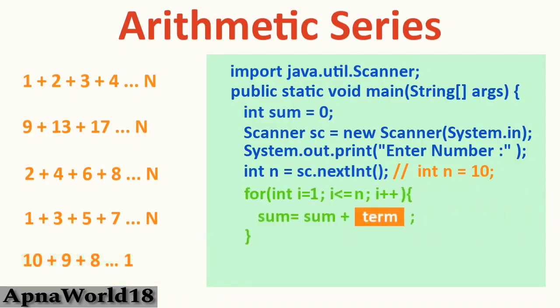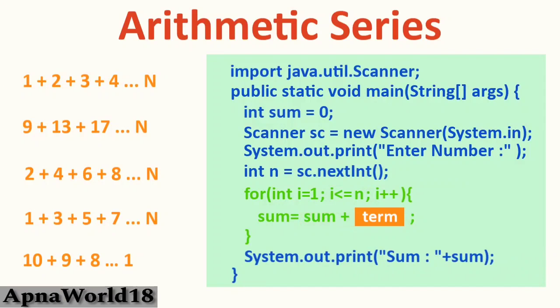Next we will set up the loop. For all of them, the loop is from 1 to less than or equal to n. Inside the loop, we will just add the term to sum every time. Outside the loop, we will write the print statement to print the sum.